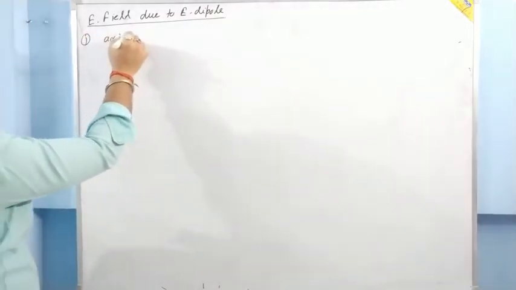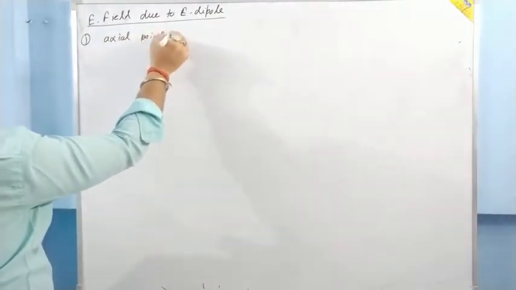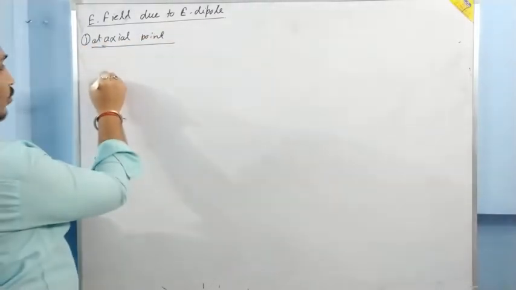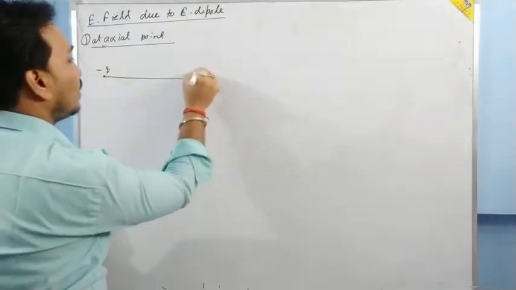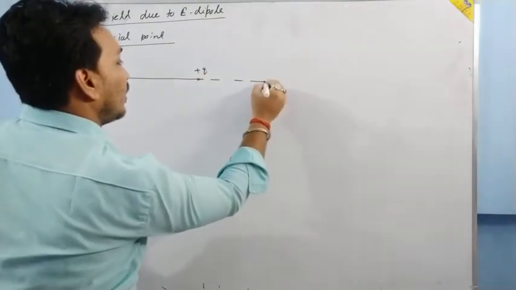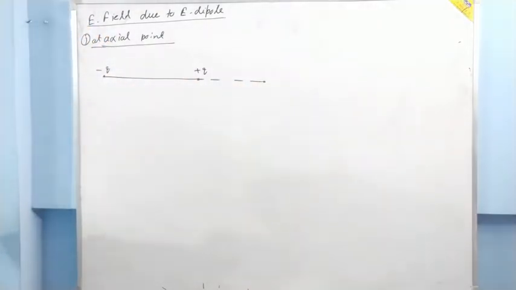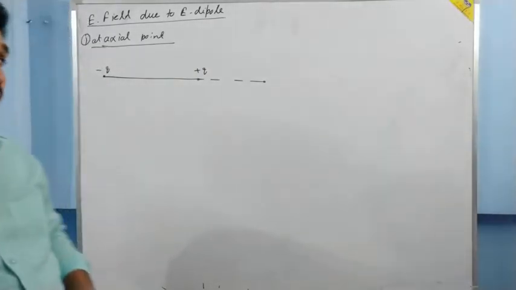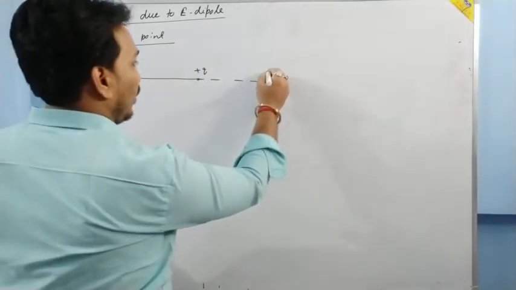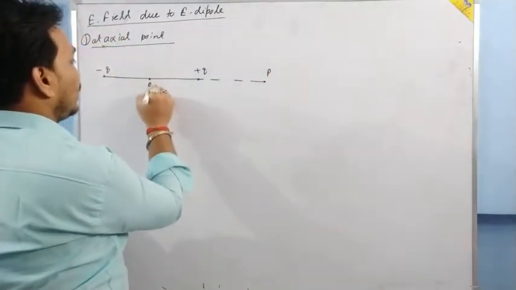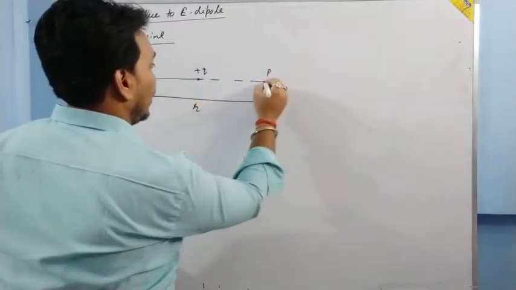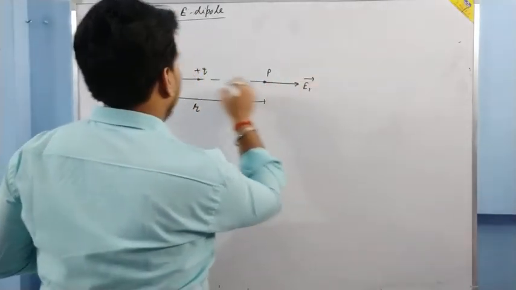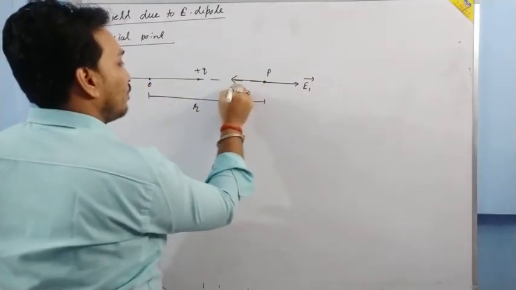One is axial point, another is equatorial point. What do we mean by axial point? If this is the minus charge and this is the plus charge, the line joining minus q and plus q is called the axis of the dipole, and all the points on the axis of the dipole are called axial points. Suppose we have taken a point P over here, which is at a distance r from the center of the dipole. Due to plus q, the electric field will be in this direction, and due to minus q, the electric field will be in this direction.